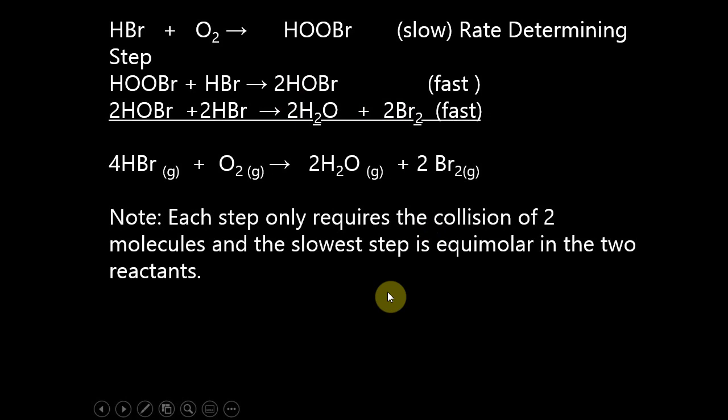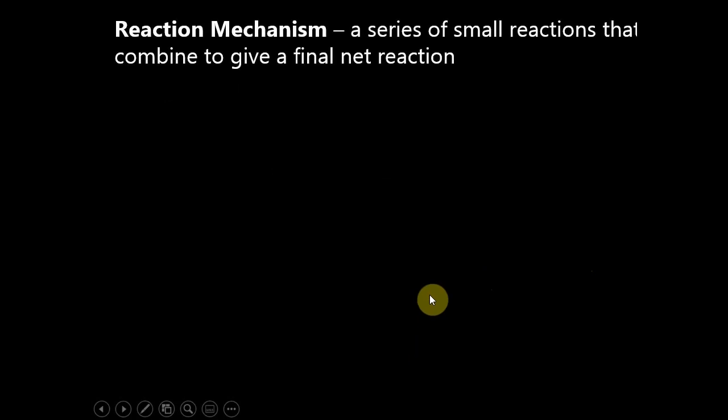So each step only requires the collision of two molecules, and then the slowest step is the one that's equimolar in the two substances, and that dictates the overall rate. All right, so what is a reaction mechanism? A series of small reactions that combine to give a final net reaction.